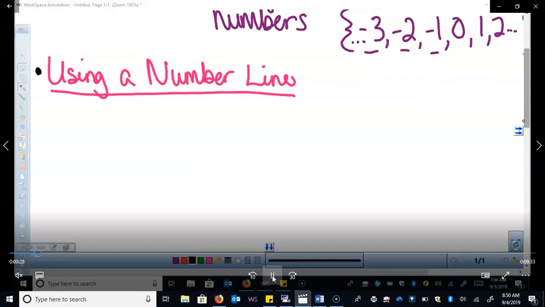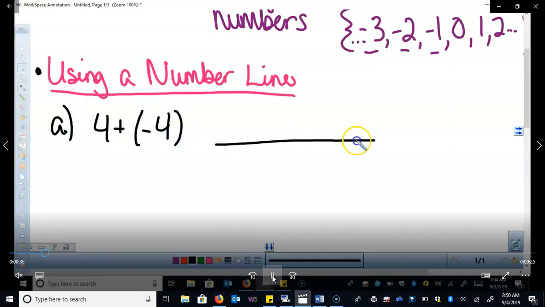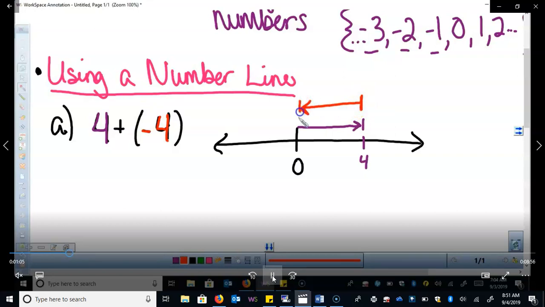When we use a number line to add integers, let's have an example here. Let's do 4 plus -4, just to start us out. Our goal is first we start at 0. We take that first number, 4, and go straight to 4. In other words, we go positive 4 spots. Now we look at the second number, -4, which means we go back 4 spots from where we left off. So we go back 4 spots, and we end up right back at 0. So the answer in this case is 0.